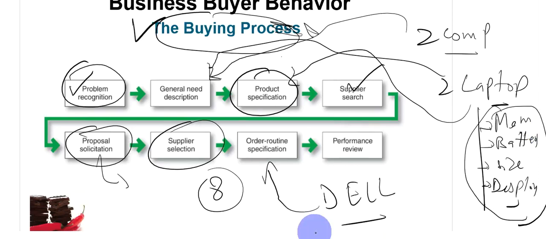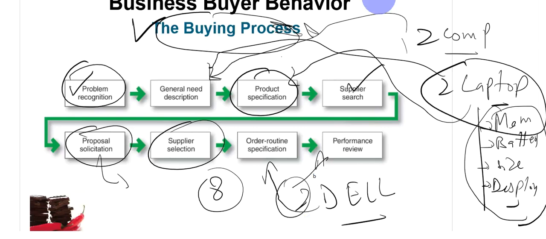Then we will make an order, and we will give an order of two Dell computers. And after that, we will review the performance. After having the laptops, we will see whether the performance of our marketing team improved or did not improve. So this is very important. This was the steps of the business buying process. Let's go to our next slides.